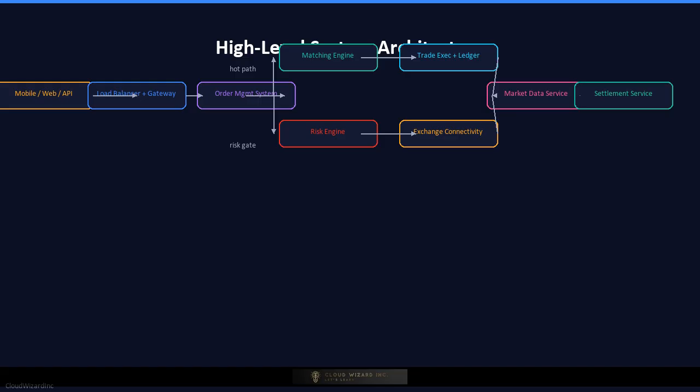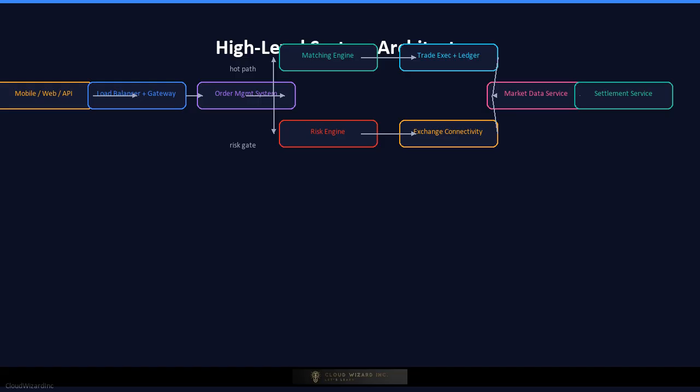Matched trades flow into the trade execution service, which updates the ledger via an atomic double-entry accounting write, generates trade confirmations, and pushes position updates to the notification and streaming layer. In parallel, the exchange connectivity layer maintains persistent sessions to external exchanges using FIX protocol or proprietary APIs, routing orders outbound and receiving fills inbound.